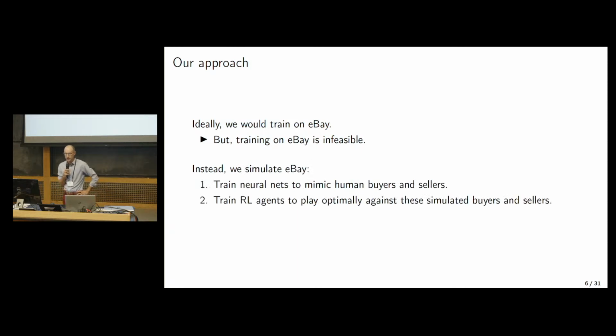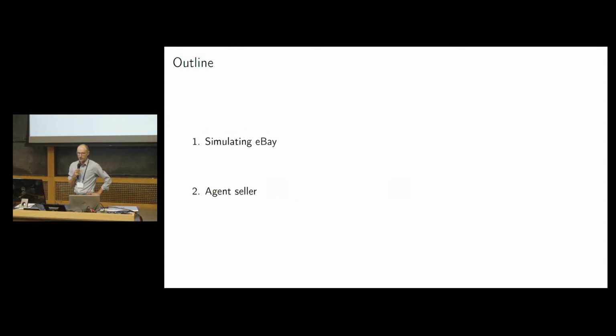So we train a series of neural networks to mimic the behavior of human buyers and sellers in a massive data set of best offer listings. And then in that environment, we inject our reinforcement learning agent and have it learn to play optimally against either these simulated buyers or sellers. Okay, so the crux of what we're doing depends on having a good simulator. So I'm going to spend some time up front trying to convince you that our simulator is in fact good. And then I'm going to talk about what our agent seller does to exploit these simulated buyers. I'm not going to have time to talk about the agent buyer, but the results are in the paper for anybody who's curious.